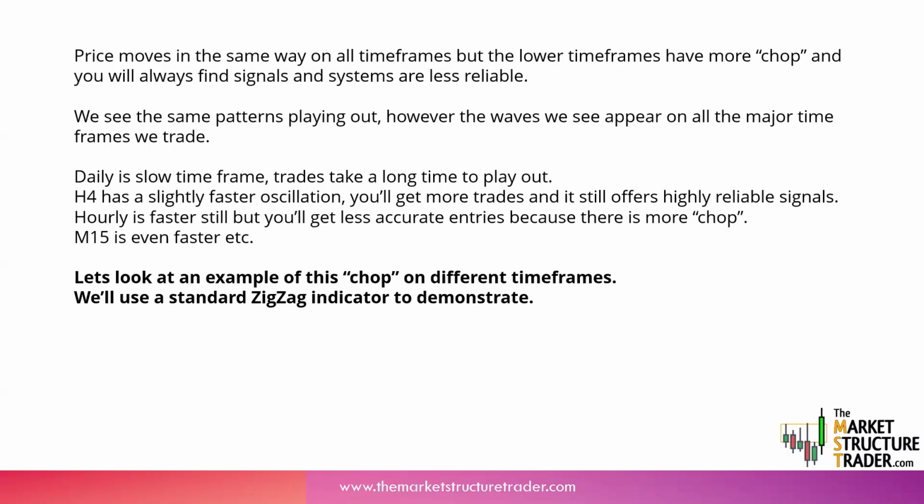The hourly then is faster still, and then you get less accurate entries because there's more chop. M15 gets even faster and even choppier, etc., etc. So the lower you go down, the more chop you get, the more signals you get, the less accurate your trading tends to become.